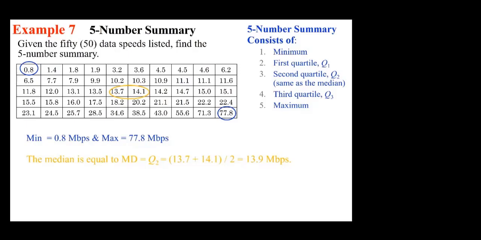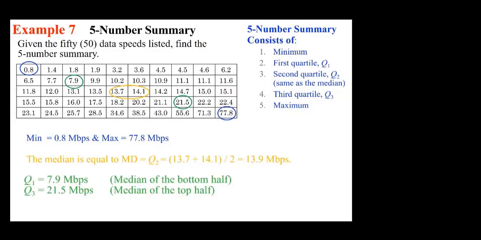Look at the bottom half only, assume the top half doesn't exist. So you have 25 pieces of data. For the bottom half, find the median. That's Q1. You have 25 pieces at the top, find the median. That's Q sub 3. Let's look at the last question.